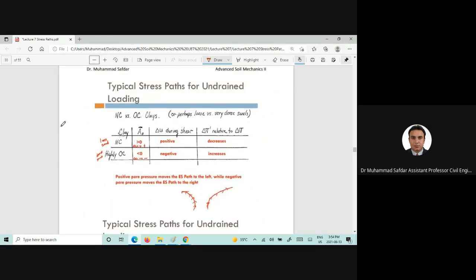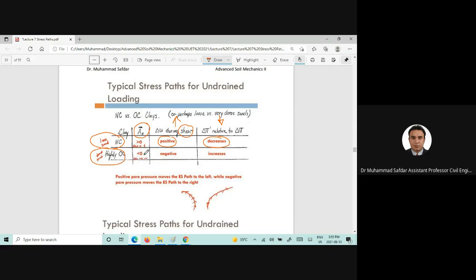Now typical stress paths for undrained loading. For normally consolidated clays or loose sand, you will experience A bar, or the Skempton pore water pressure parameter, which would be greater than 0, and the pore water pressure would be positive during the shearing stage. How about delta sigma prime relative to delta sigma? The effective stresses will decrease because the pore water pressures are positive, so the effective stresses will reduce.